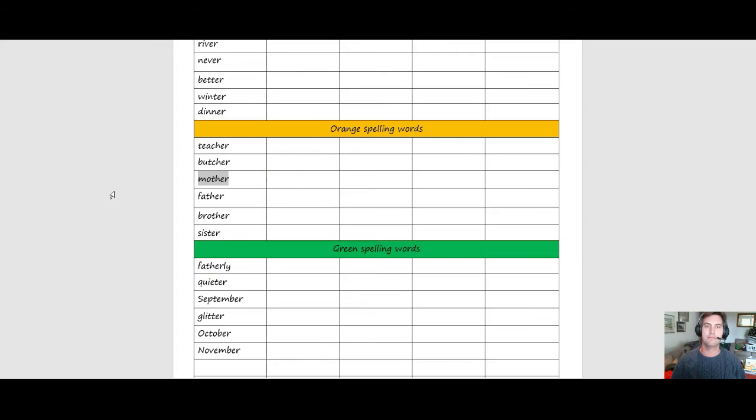The next word is mother. Say the word mother. A mother is also a noun. It's any woman who has a child. And father is the next one. Say the word father. It's another noun. It's a man who has a child.